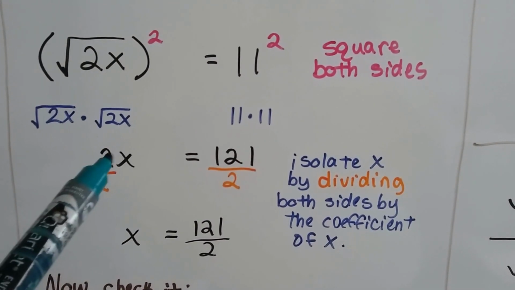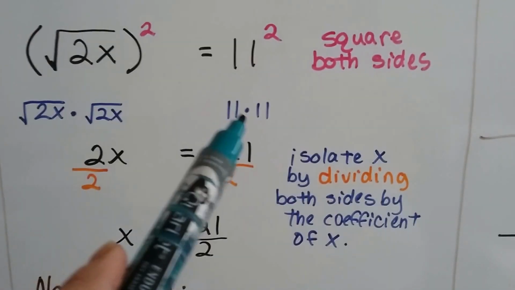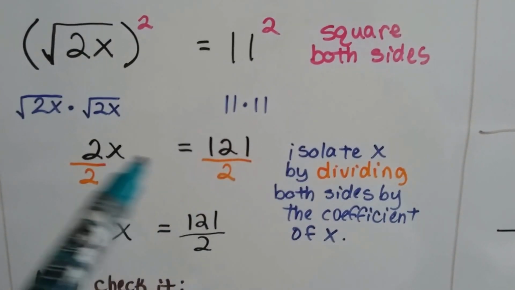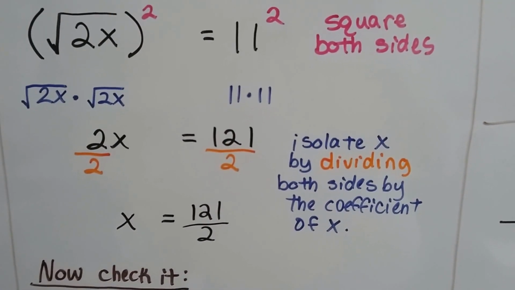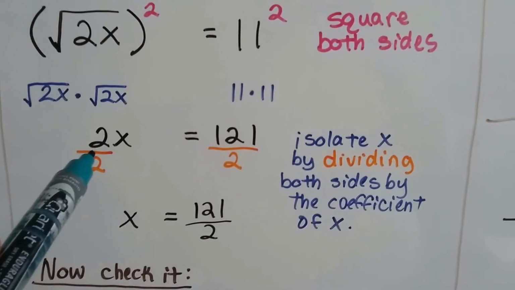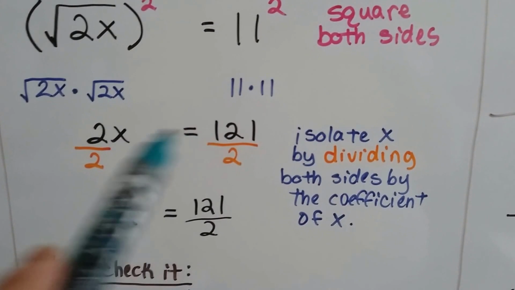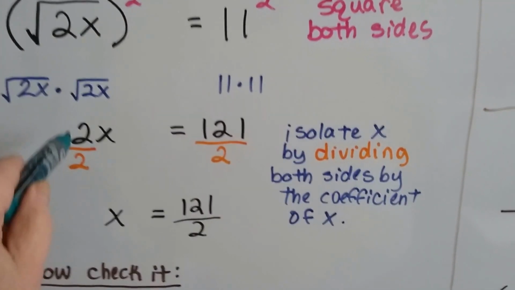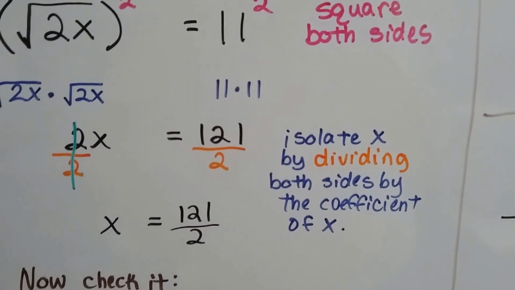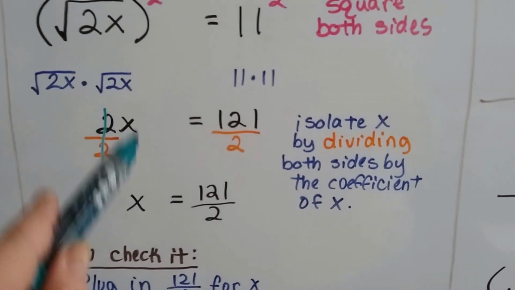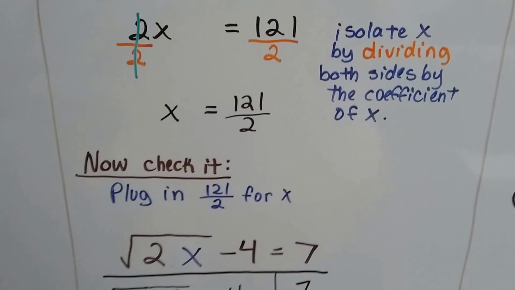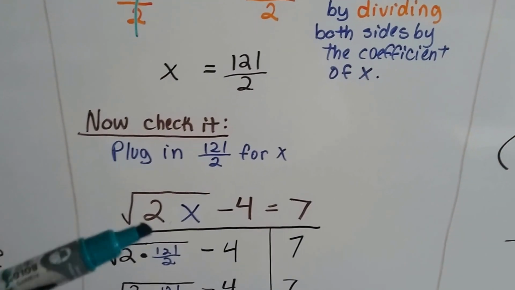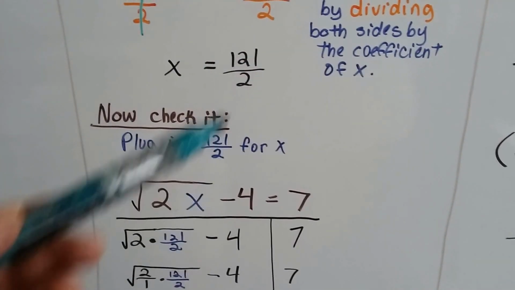So now we've got 2x is equal to, 11 times 11 is 121. We've got 2x equals 121. We can isolate x by dividing both sides by the coefficient of x. We learned that a long time ago. So if we divide both sides by 2, this turns into identity property, our friend the invisible 1. We get x is equal to 121 over 2.